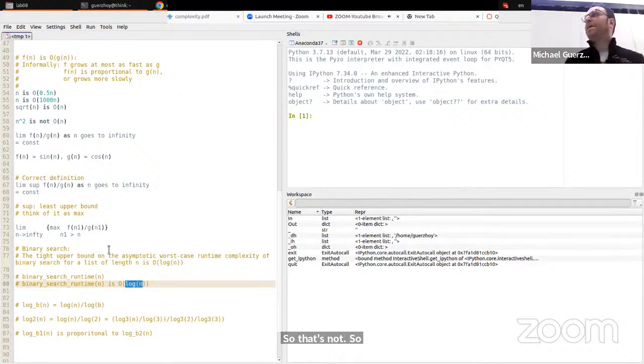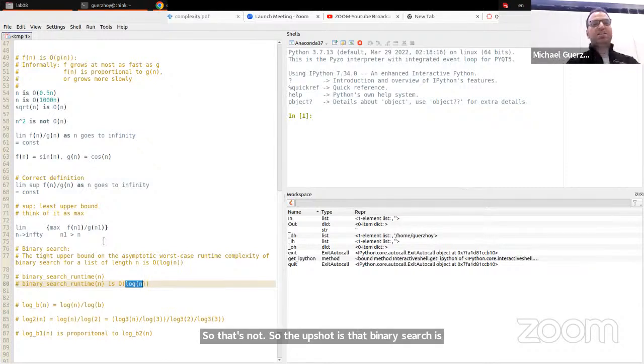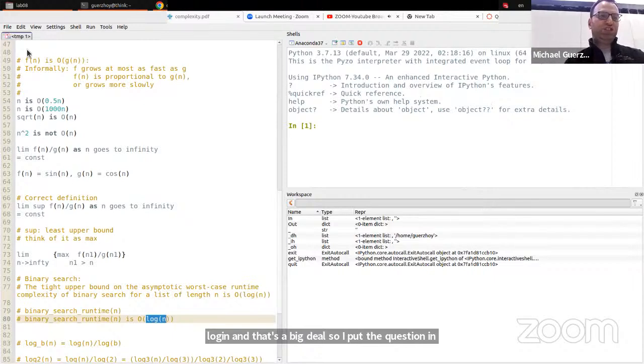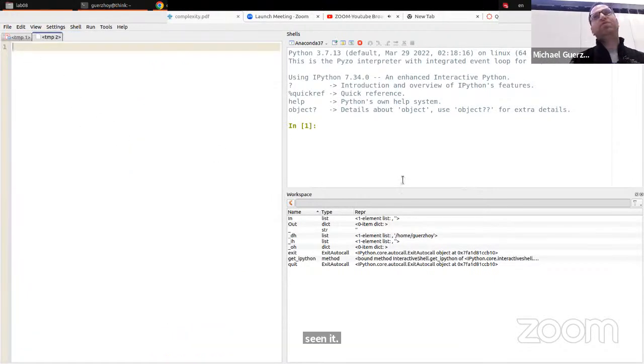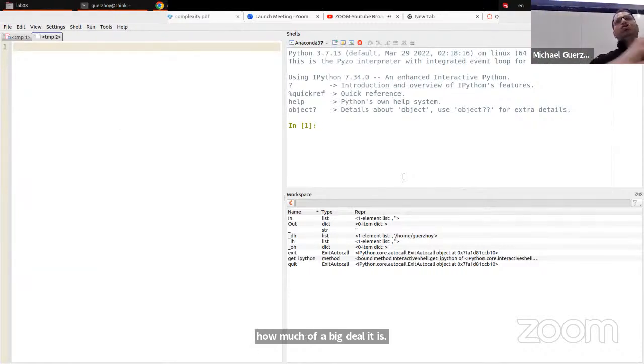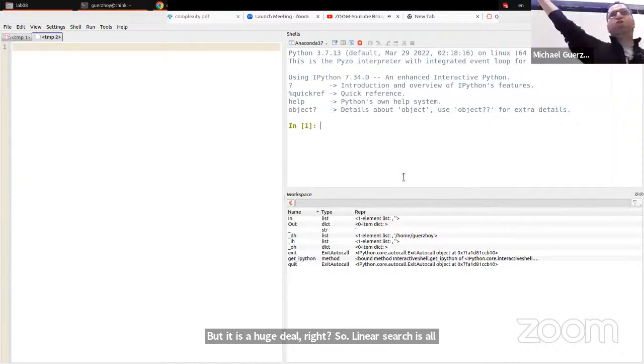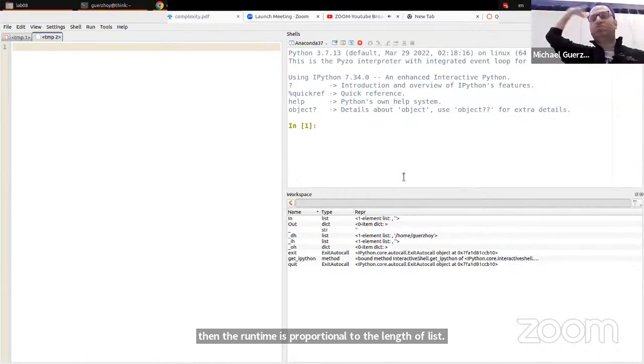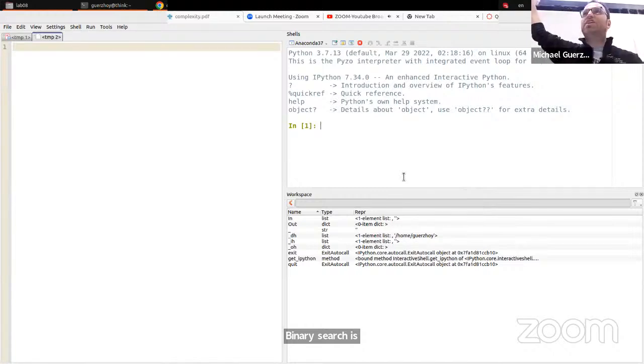The upshot is that binary search is O of log n. And that's a big deal. So I put the question in the lab for today and tomorrow. Some of you haven't seen it, some of you have. For you, this shouldn't be a surprise how much of a big deal it is. It is a huge deal, right? So linear search is O of n. The runtime is proportional to the length of the list. Binary search is O of log n, so the runtime is proportional to the logarithm of n. And the logarithm of n grows really, really slowly, right?